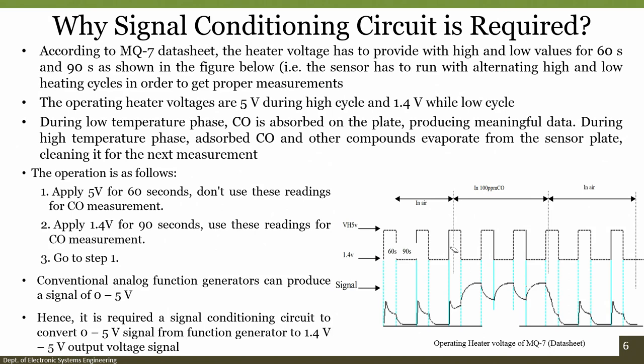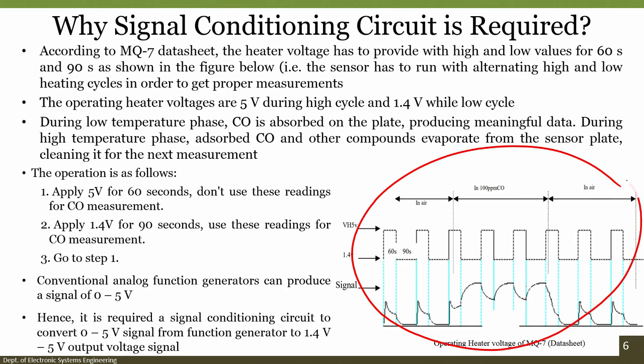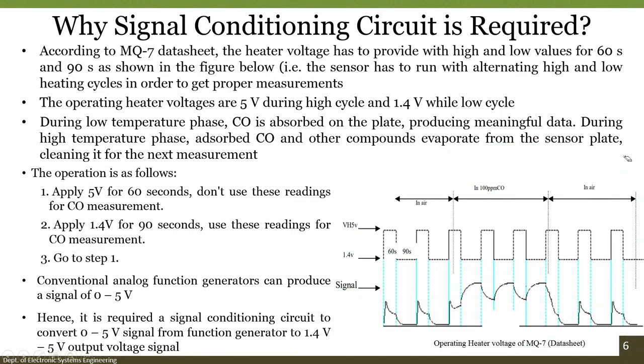So, the role of the heater is to increase the temperature of the semiconducting oxide, and by increasing the temperature, you are increasing the sensitivity of the sensor. Alright, so coming back to the slide, the role of the signal conditioning circuit. The heater has to provide high and low values at 60 and 90 seconds, as you can see from here, right? The sensor has to run with alternating high and low heating cycles in order to provide proper measurements. The operating heater voltage is 5 volts, which you can see. Now, you can see here we require from 1.4 volts to 5 volts. So, that is why you need a signal that you can convert from 0 to 1.4, and the maximum 5 remains 5. So, we will see how we can design this.